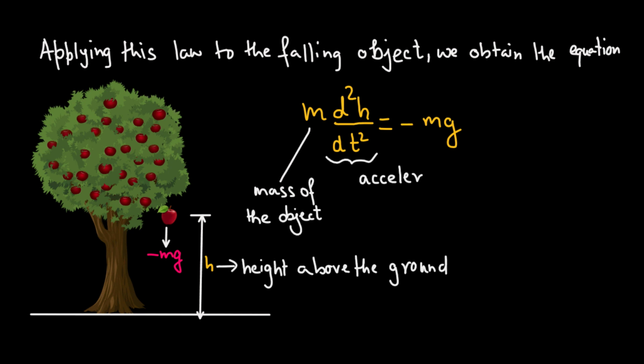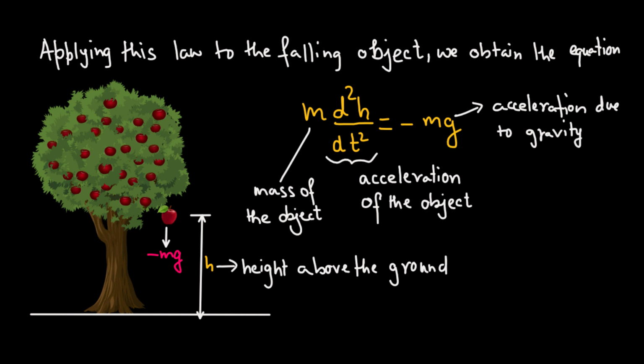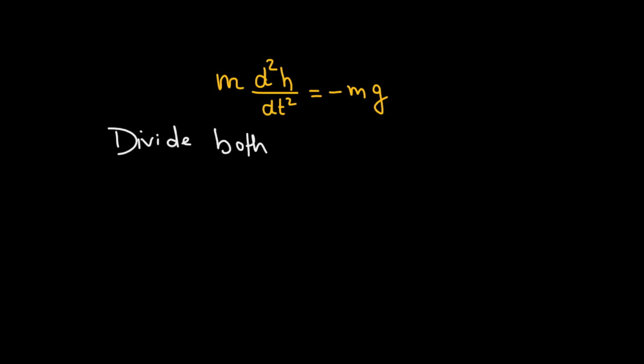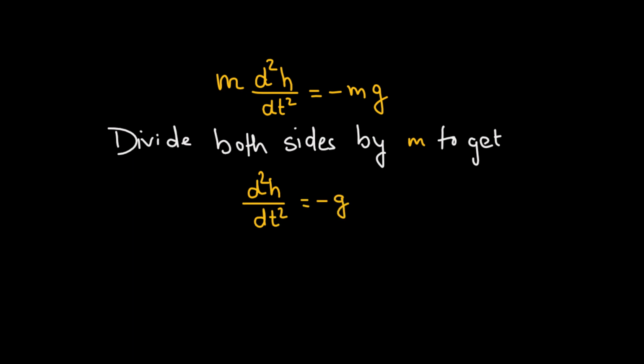The second derivative of h with respect to t gives the acceleration of the object. g is acceleration due to gravity, and negative mg is the force due to gravity. We divide both sides by the mass m to get the second derivative of h with respect to t equals negative g.